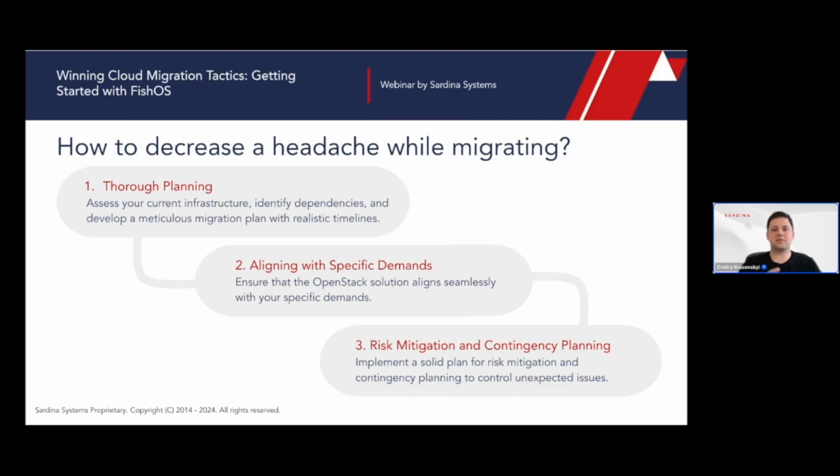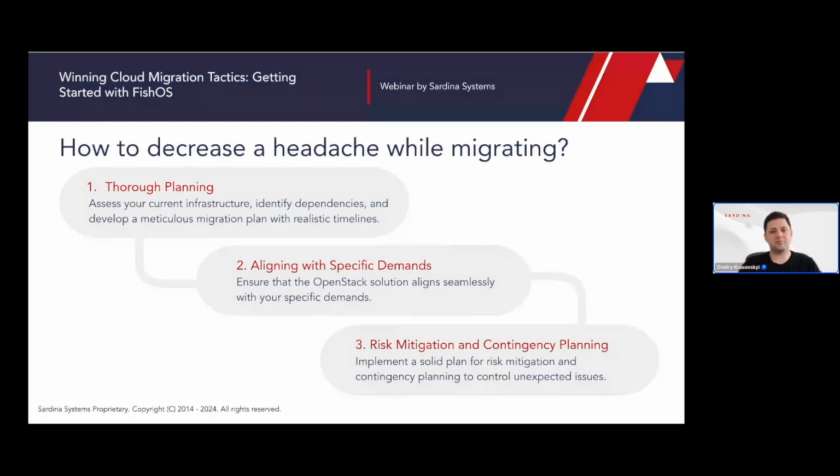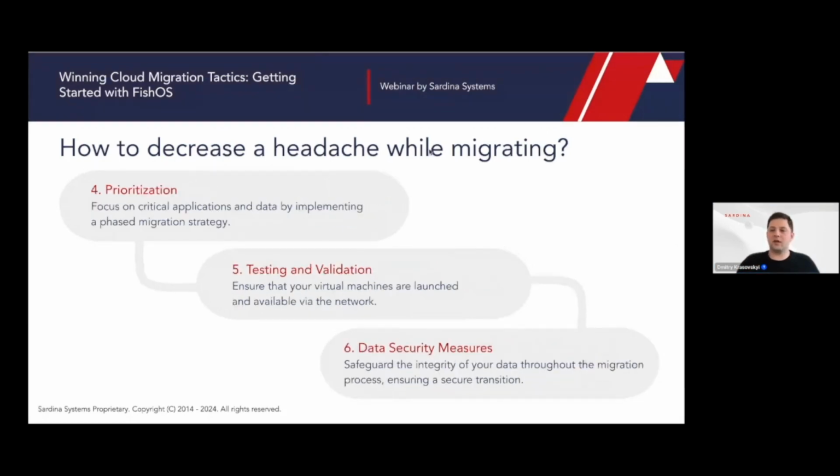Next, it's risk mitigation and contingency planning. Unexpected issues can arise in any migration. But if you have a solid plan, you can control these surprises. This proactive approach ensures a less stressful migration experience. Next up, it's prioritization. Not all applications and data are equal. Focus on your critical applications and data. Give them the extra attention they deserve. Implement a phased migration strategy to minimize the impact on your day-to-day business operations.